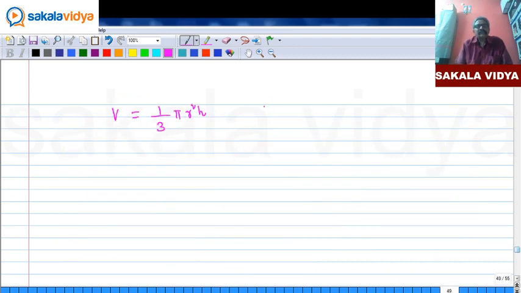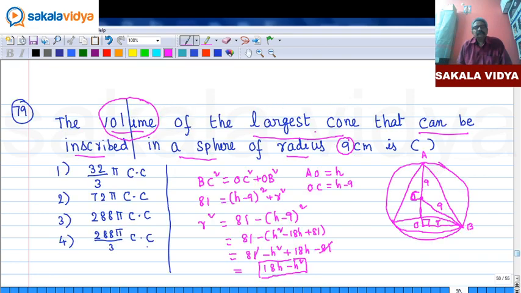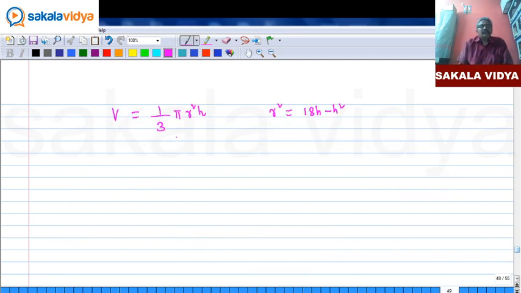R square is equal to 18H minus H square. Am I correct now? Yes. So now this can be written as pi by 3, in the place of R square, 18H minus H square, times H. This we can write as pi by 3 into (18H square minus H cube).